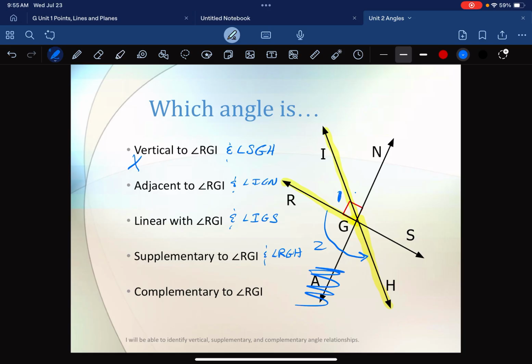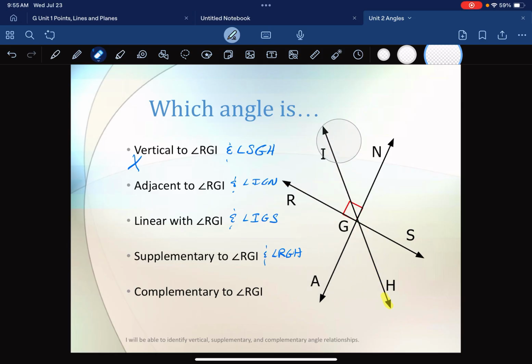Okay. And then complementary to RGI. Let's just re-highlight that. So here's RGI, and I need the rest of the right angle, so that's this angle here. Our RGI was angle 1, so this is angle 2 here. And you can see that's IGN. So angle IGN.